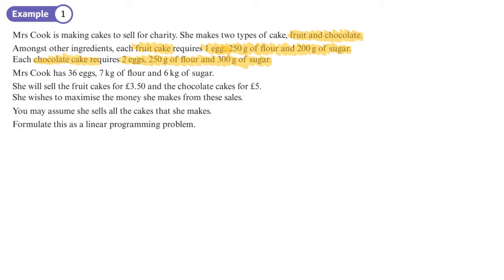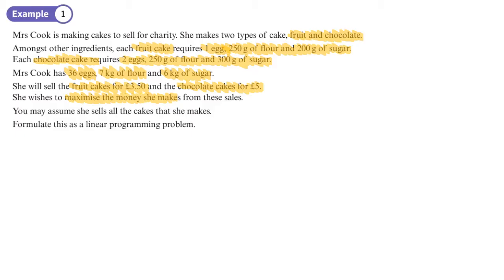Mrs. Cook has 36 eggs, 7 kilograms of flour and 6 kilograms of sugar. She will sell the fruit cakes for £3.50 and the chocolate cakes for £5. She wishes to maximize the money she makes from these sales. In other words, she wants to maximize her profit. You may assume she sells all the cakes that she makes. Formulate this as a linear programming problem.